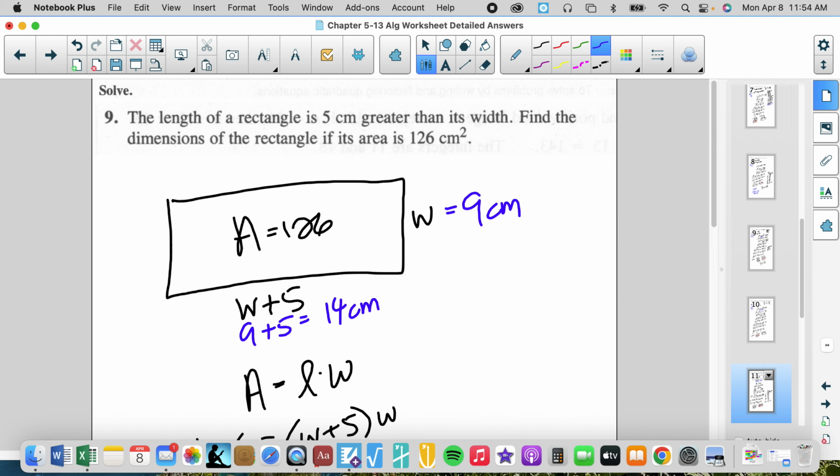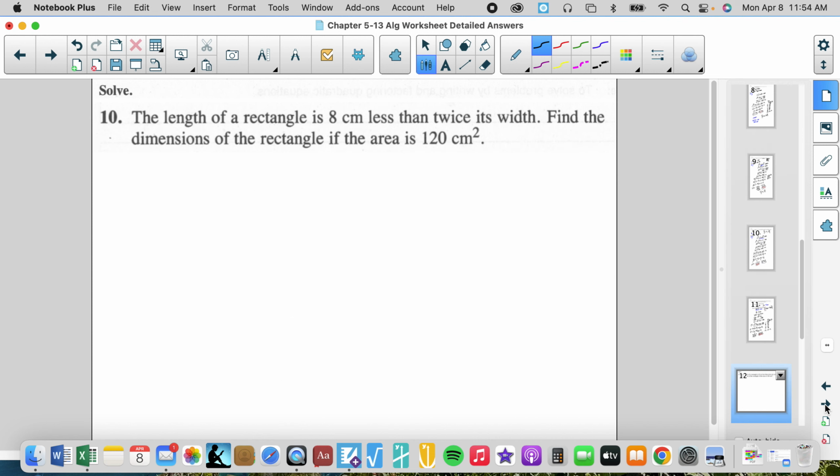So find the dimensions. If we're going to write the dimensions, we're going to write 14 centimeters by 9 centimeters as my solution. And does that times that equal 126? Yes, it does.